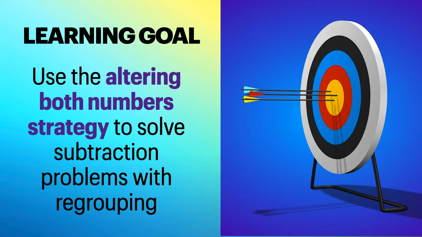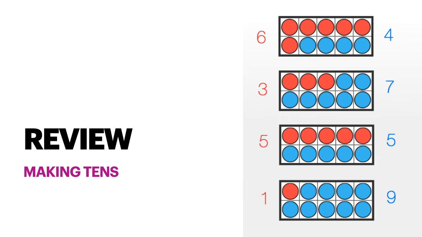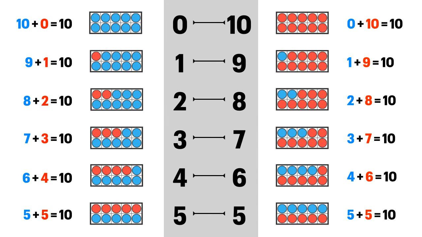Today we are going to learn to use the altering both numbers strategy to solve subtraction problems with regrouping. Before we learn the altering both numbers strategy, we need to review an important skill of making tens. Knowing our pairs of numbers that make tens is helpful for this strategy.